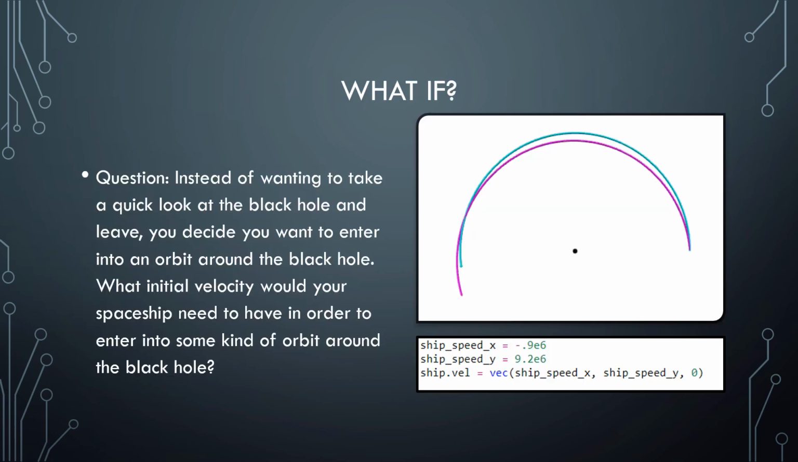And then for the what if question, what initial velocity would your spaceship need in order to enter into some kind of orbit around the black hole? And then this is the value I got. I got this through guess and check, so there could have been a better answer, but this is the closest I got.